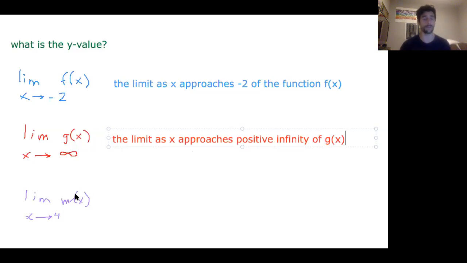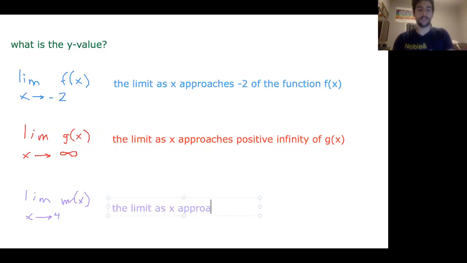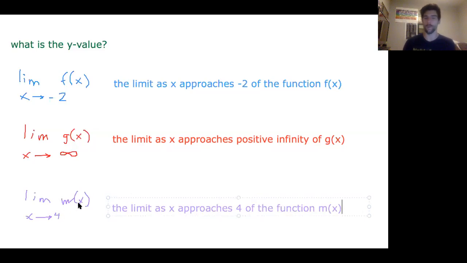Pause real quick and see if you can do the purple one before I give you the answer. I hope you paused. The way we'd write this one would be the limit as x approaches 4 of the function, or just of m of x. And all these questions are asking the same thing. As I get closer to 4, what's the y value on the function m of x? As I get closer to positive infinity, what's the y value?